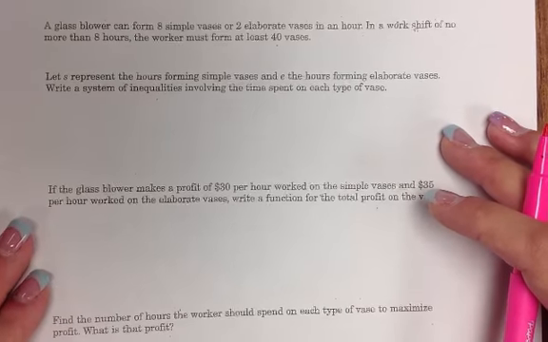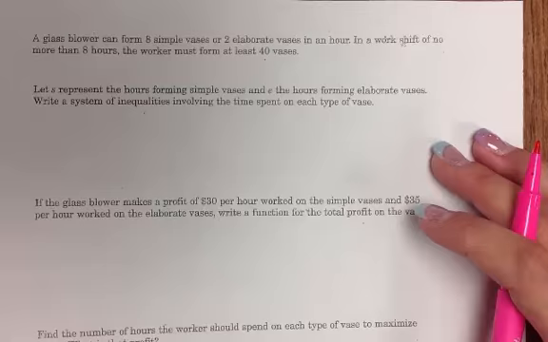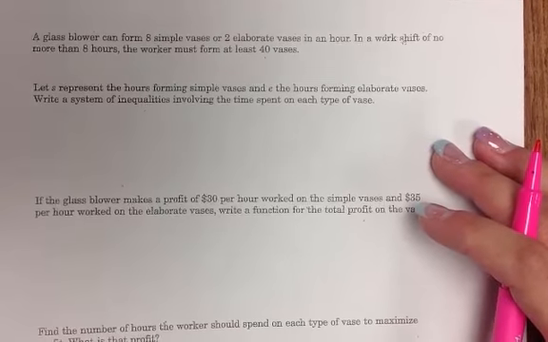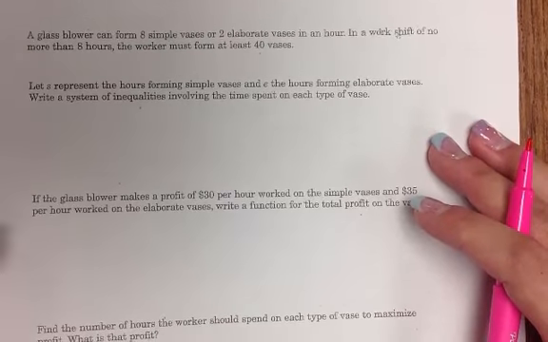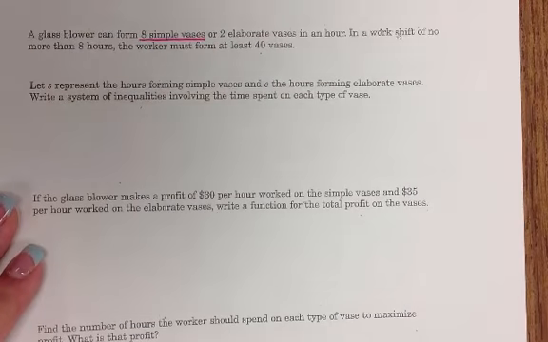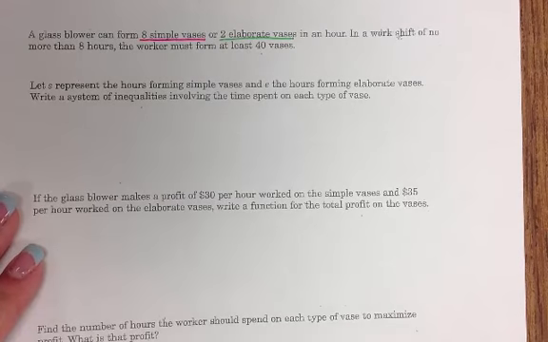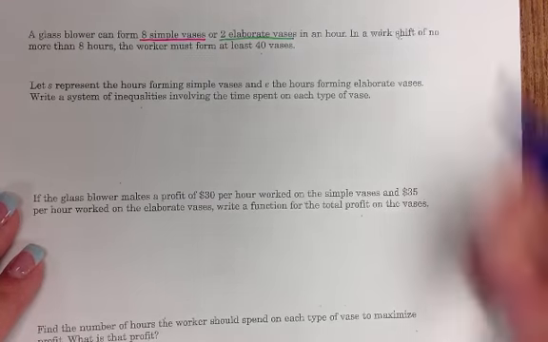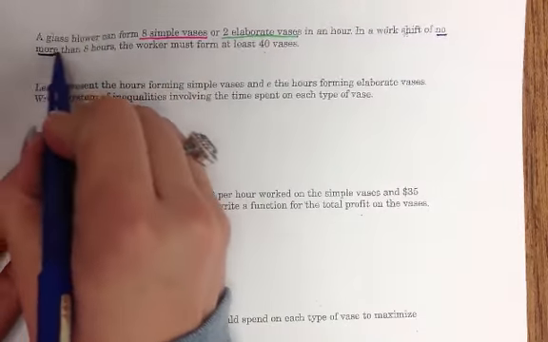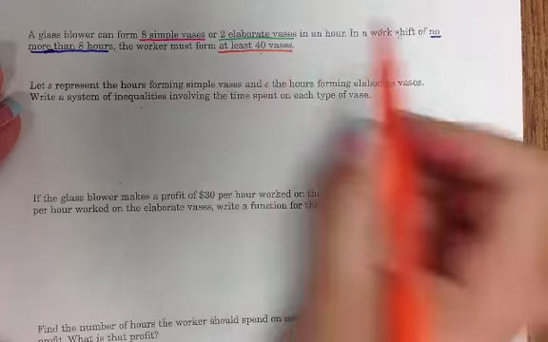In this video, we will be solving a system of equations using the steps that we've already learned. So first off, we have a glass blower that can form 8 simple vases or 2 elaborate vases in 1 hour. In a work shift of no more than 8 hours, the worker must form at least 40 vases.